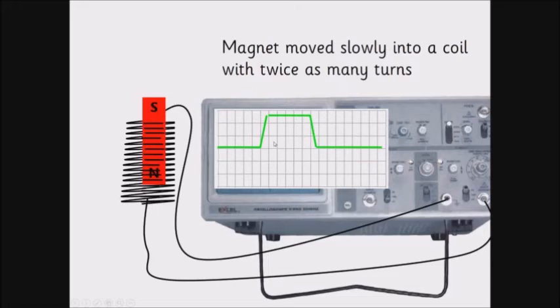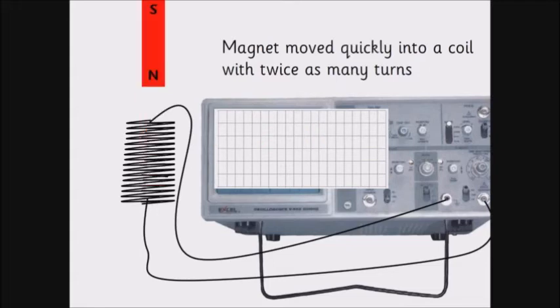So the number of turns on the coil, and also the speed of movement, as we said in our summary, this is what affects the amount of voltage that is induced.